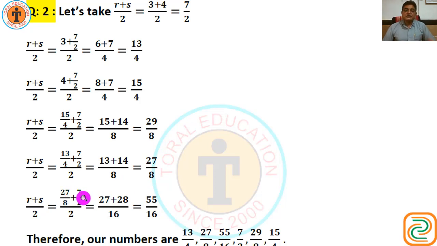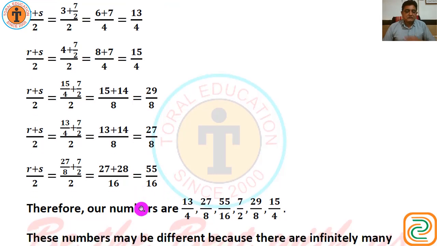We have to take two numbers, R and S upon 2. We will find out infinitely many numbers between two rational numbers. So we have got here 15 upon 16. So these are our numbers.